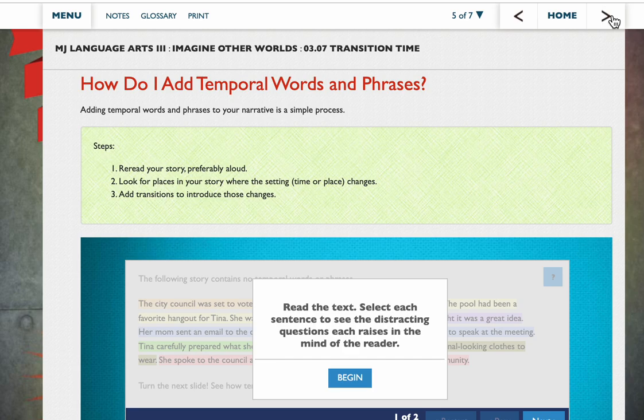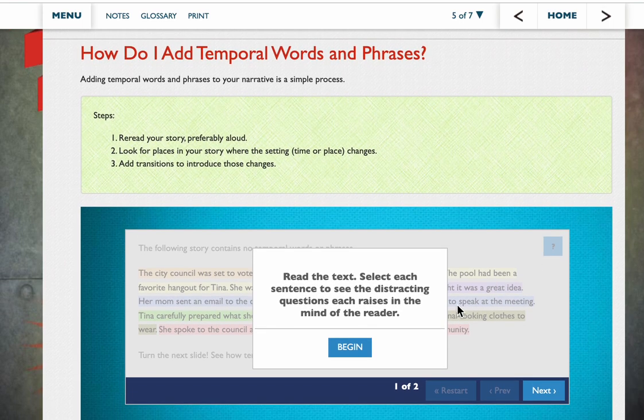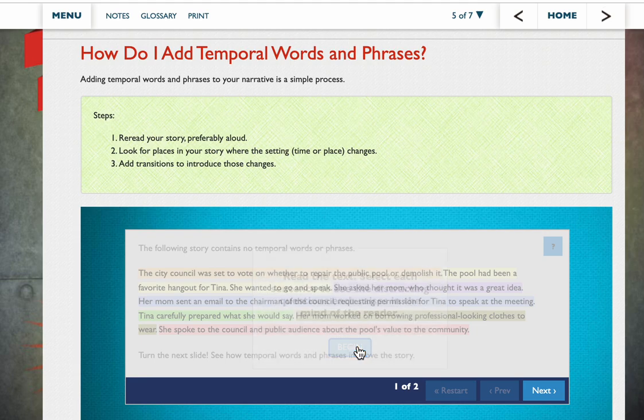How do I add temporal words and phrases? Adding temporal words and phrases to your narrative is a simple process. Steps. Number 1, reread your story, preferably aloud. Number 2, look for places in your story where the setting, time or place, changes. Step 3, add transitions to introduce those changes. Read the text, select each sentence to see the distracting questions each raises in the mind of the reader.